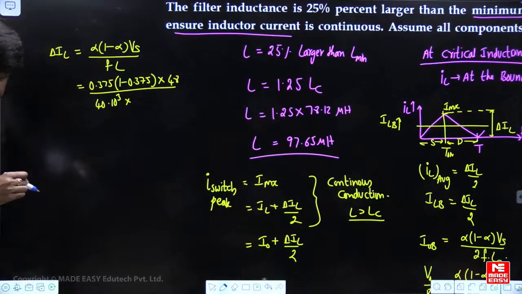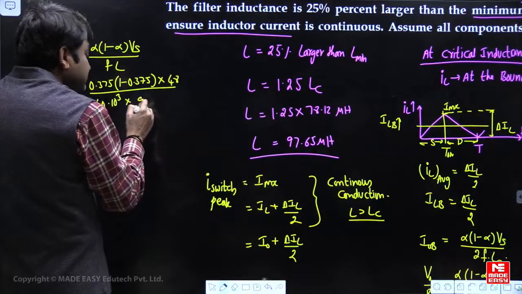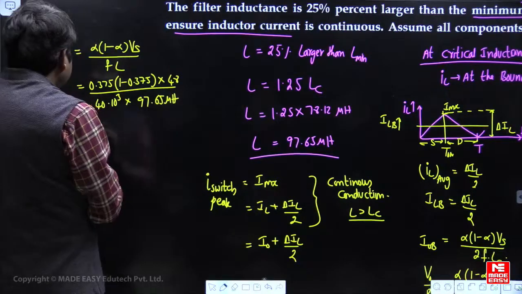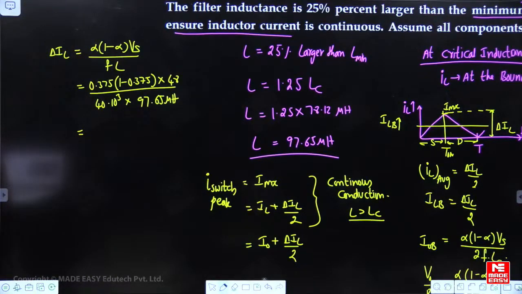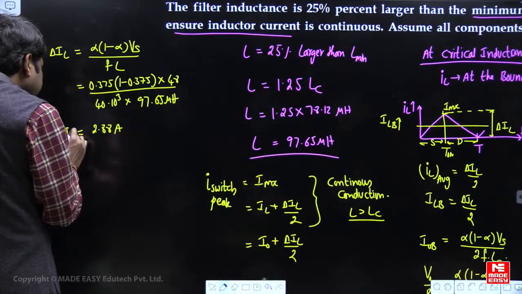And the value of inductance is how much? 97.65 microhenry. So calculate this value, students. What is the value of ripple? 2.88 amperes. So that is the formula for ripple when it is continuous.